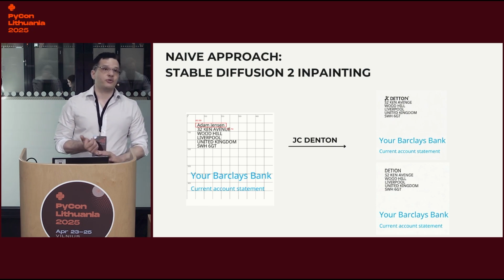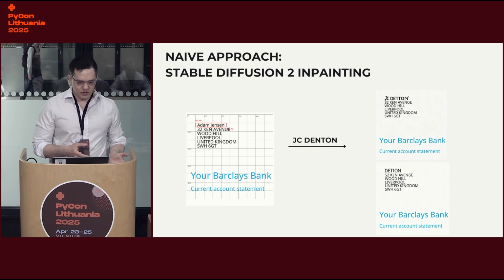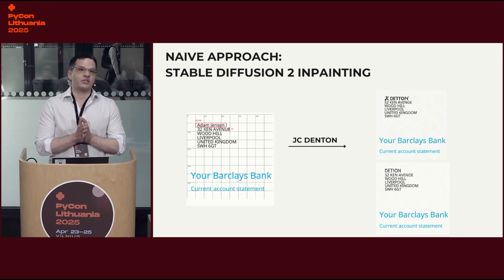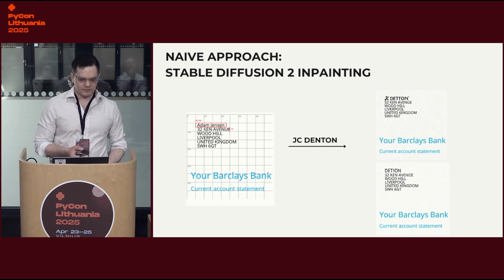And it doesn't work well for a couple of reasons. Firstly, Stable Diffusion is mostly trained on natural images, so trees, cats, dogs, that kind of stuff. Text documents have very sharp boundaries, such as because of text, and it's not represented in the underlying data set.